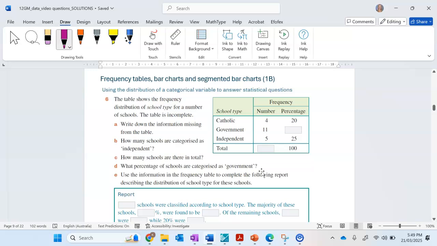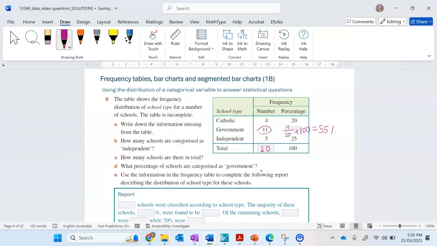All right, so first of all we're looking at a frequency table. The table shows the frequency distribution of school type for a number of schools. Write down the information missing from the table. We've got school type: Catholic, government, and independent, the number, and then we can also calculate the percentage. The percentage is just the number, which is 11, over the total, which we haven't calculated yet, so let's quickly do that. It's 20. Times 100 to convert it into a percentage. So 11 over 20 times 100 is going to be 55%.